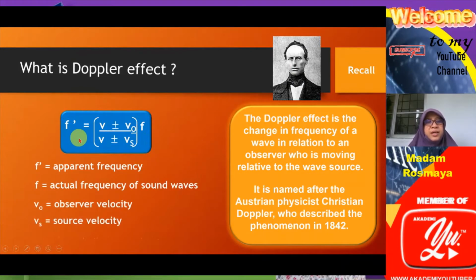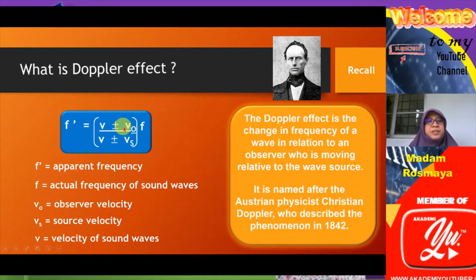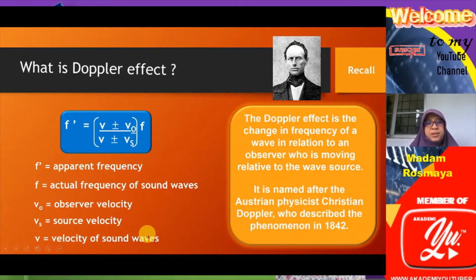The formula is f' = (v ± vo)/(v ± vs) × f. f' is the apparent frequency, f is the actual frequency of the sound waves, vo is the observer velocity, vs is the source velocity, and v is the velocity of sound waves. We don't discuss the detail of how we get this equation. In this video, we are going to discuss how to use the plus/minus sign for observer velocity and source velocity.